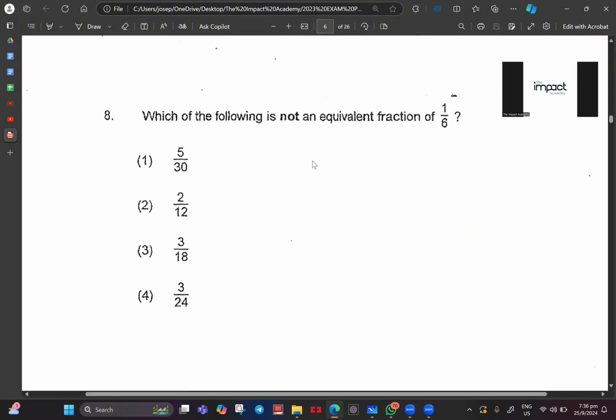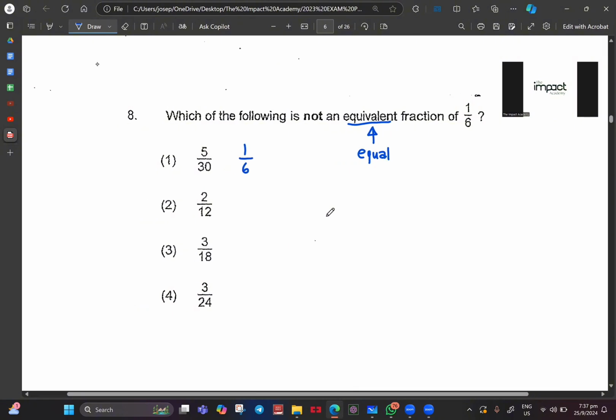Now, over here, it says read together. Read together. 1, 2, 3, let's go. Which of the following is not an equivalent fraction of 1/6? What is equivalent? The word equivalent over here means equal. Very good. Everyone say equal. So you just have to put 1/6 over here. Am I making sense? Do you understand or don't understand? Okay, can you please do this together with me?